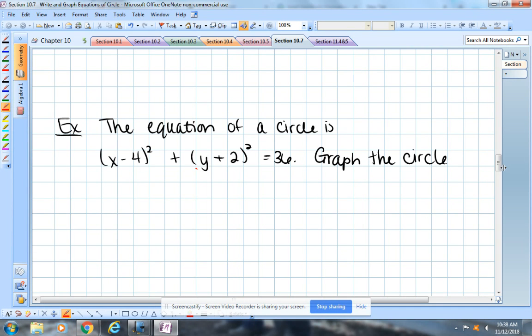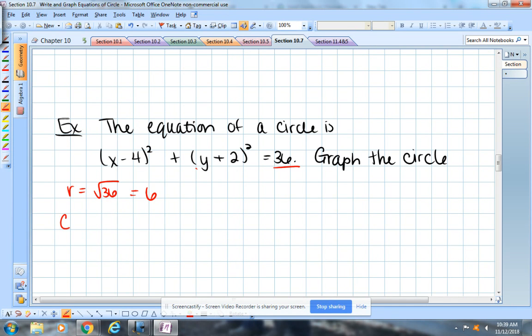The radius and the center, right? How will we get the radius? Yeah, if 36 is the radius squared, then to get just the radius, I take the square root of 36, right? And what is the square root of 36? 6. 6 units is my radius.